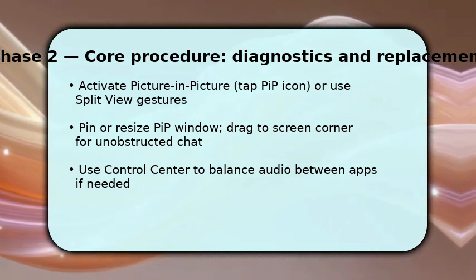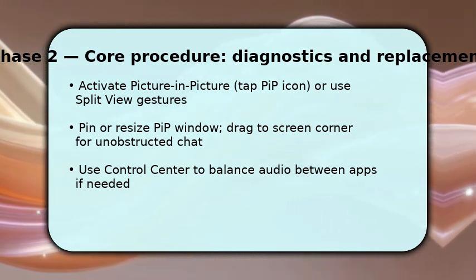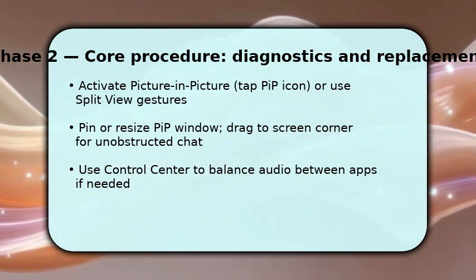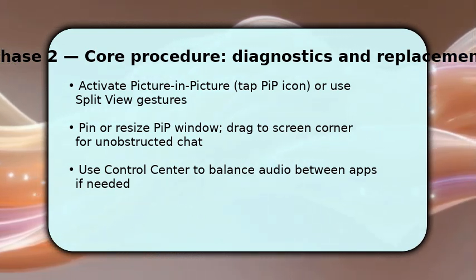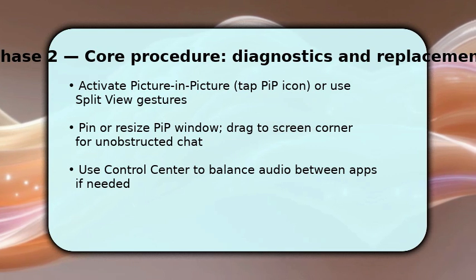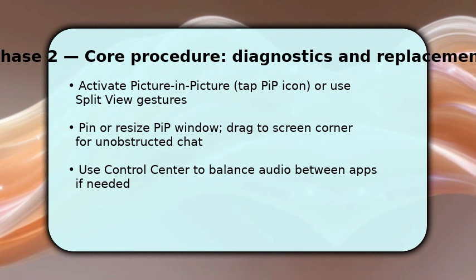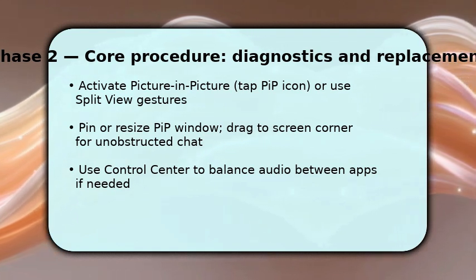Alternatively, use iPhone multitasking gestures to create a side-by-side flow. Make sure to drag and resize the Pi window so it does not block WhatsApp messages or media controls. If audio mixes or cuts out, open Control Center to adjust volume or pause background sounds.